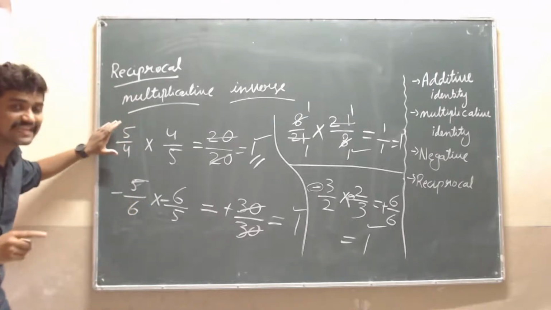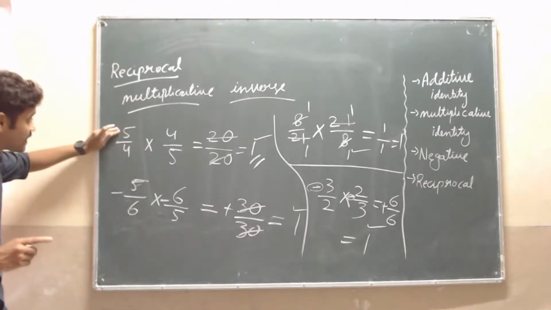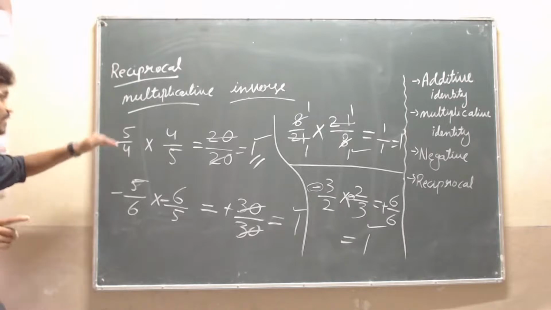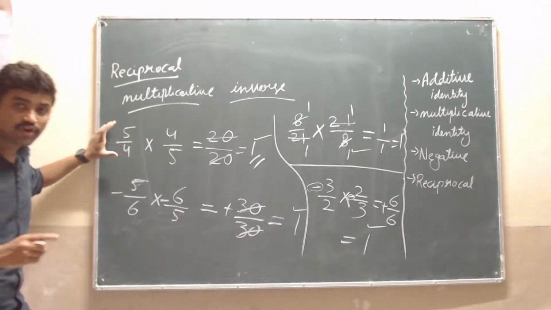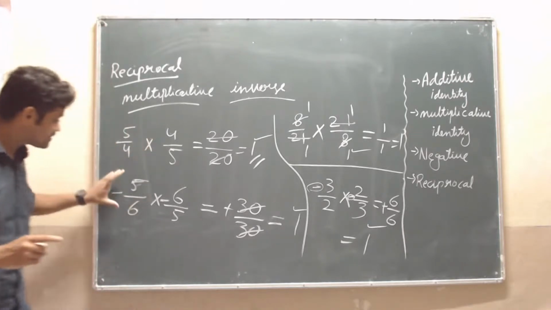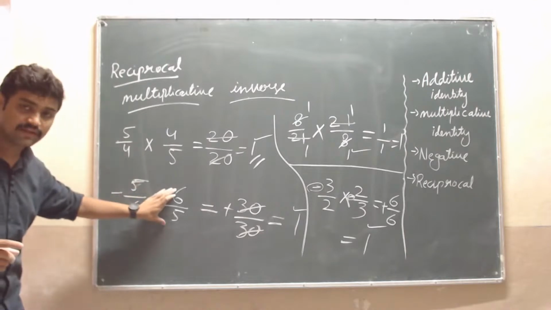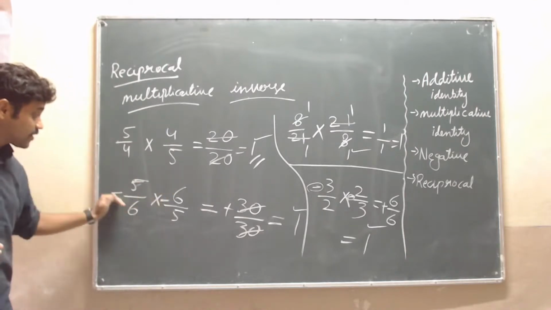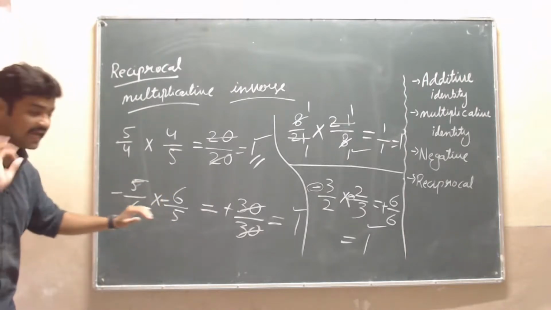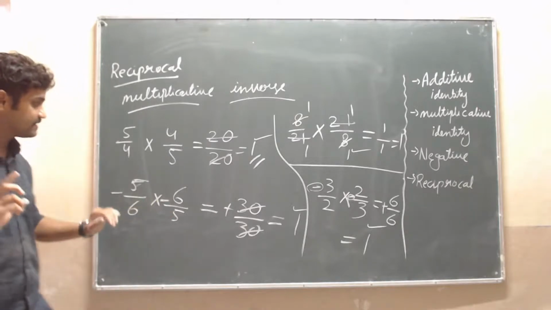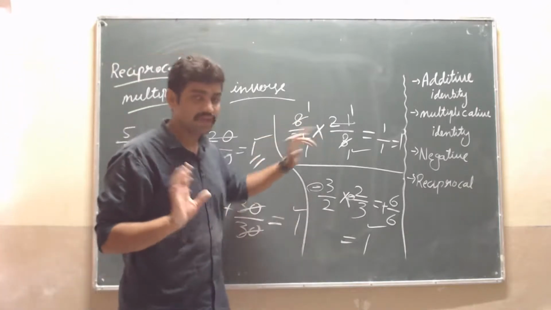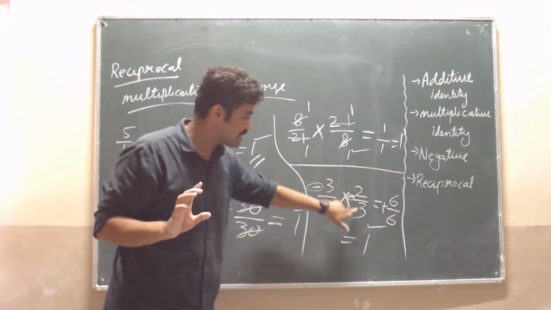We have to interchange the position, that is numerator to denominator and denominator to numerator. What is the reciprocal of 5 by 4? That is 4 by 5. What is the reciprocal of 5 by 6? That is 6 by 5. Then minus will be common for both. We have to multiply minus for both. Then 8 by 21, 21 by 8. 3 by 2 and 2 by 3.